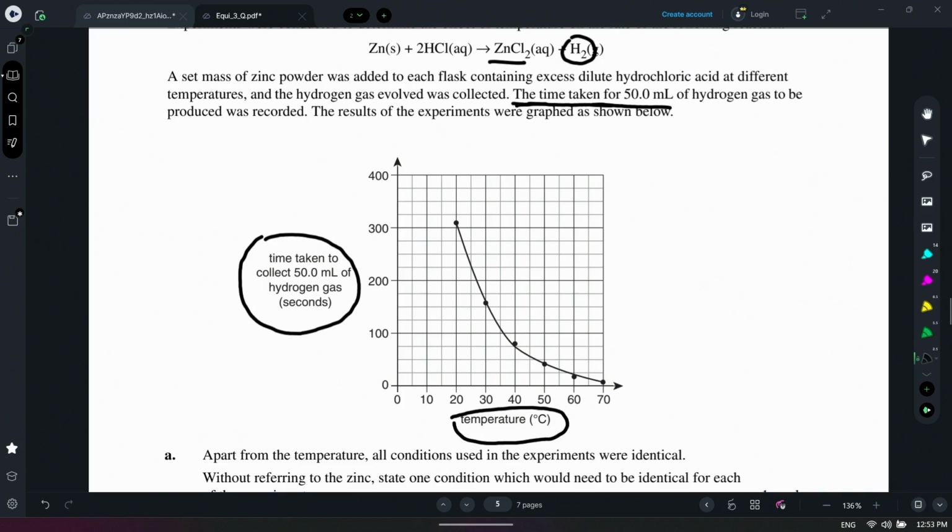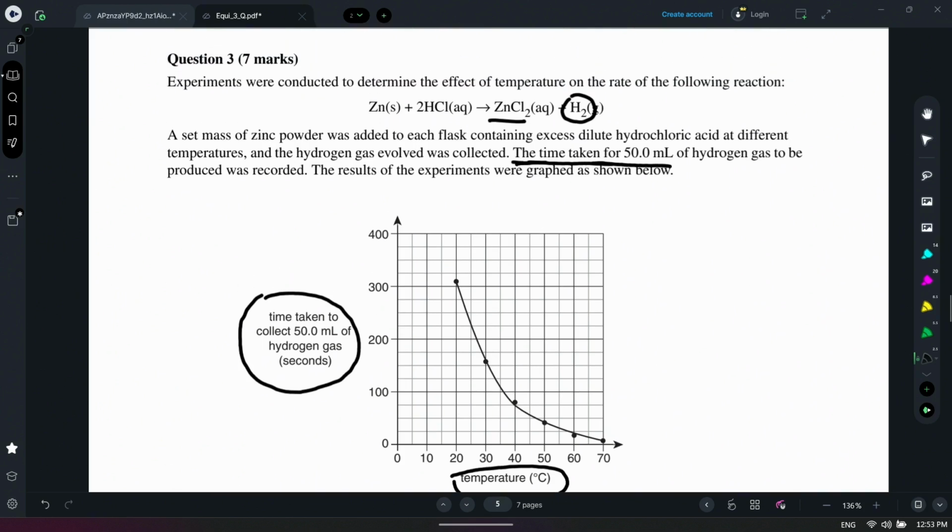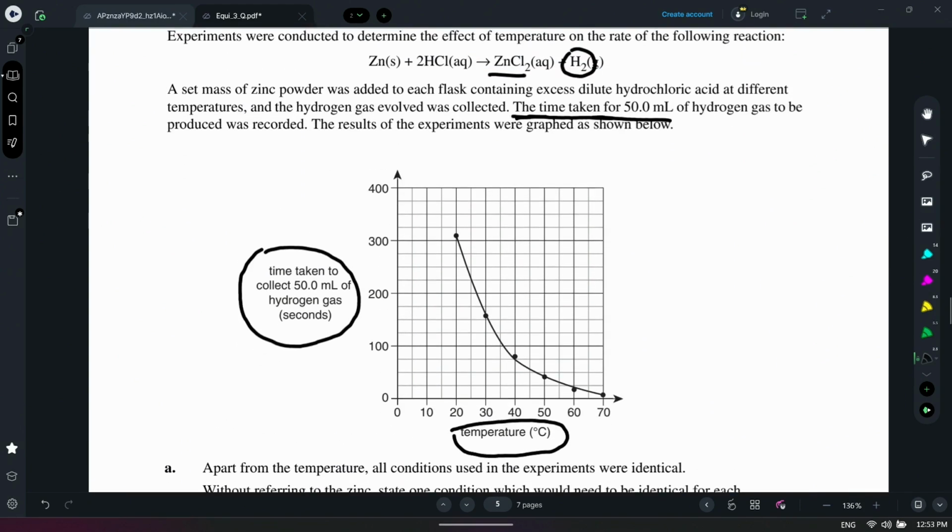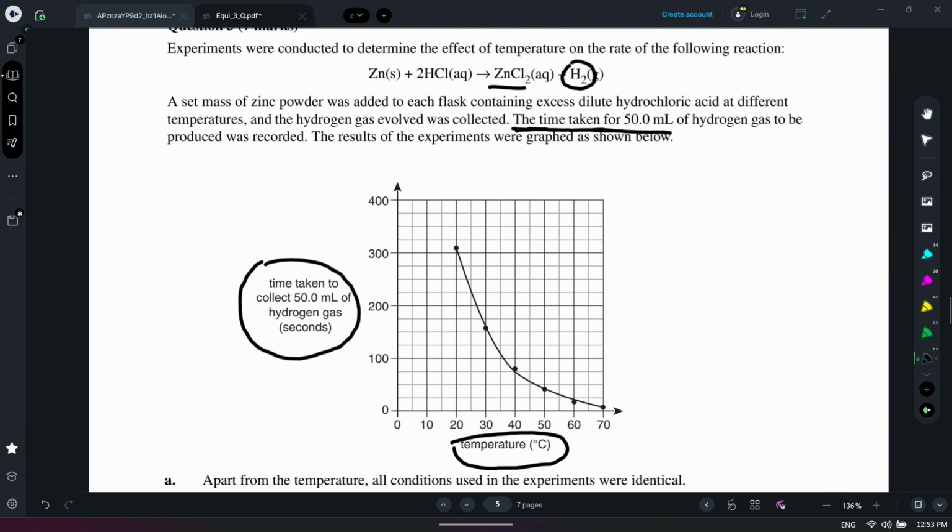So what we are trying to do here is this experiment at different temperatures. This is our independent variable. And we are trying to measure the time, which is the dependent variable. Time is the dependent variable. And what are we trying to measure? The time it takes for us to collect 50 milliliters of hydrogen gas. Isn't that funny? I got the independent and dependent variable wrong. Sorry about that. You should not be getting that wrong.